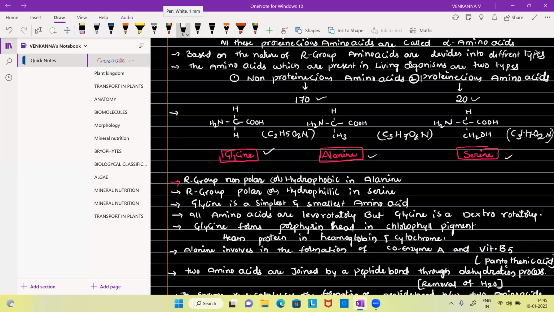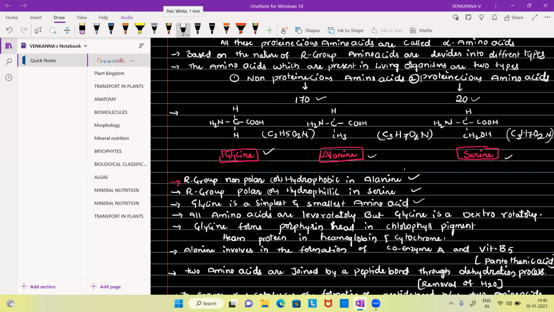In glycine, the R group is non-polar or hydrophobic. But in serine, the R group is polar or hydrophilic. You know about the difference between polar and non-polar: non-polar means present towards the inside, and polar means present towards the pole. Glycine is the simplest and smallest amino acid compared with all the others. All amino acids are levorotatory, but glycine is dextrorotatory.